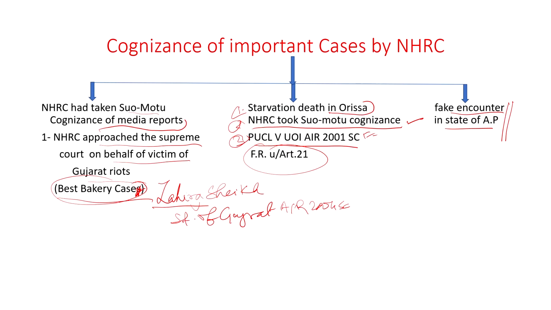Another important case which you all might be knowing, where starvation death was reported in Odisha, and people who were not in position to manage their food, particularly tribals, scheduled tribes people who were living in Kalahandi and Kochar, Mayurbhanj district of Odisha. Media report revealed that many people died due to starvation death. And you see, report was published in a newspaper. Matter was brought into the notice of National Human Rights Commission. National Human Rights Commission took cognizance suo motu.